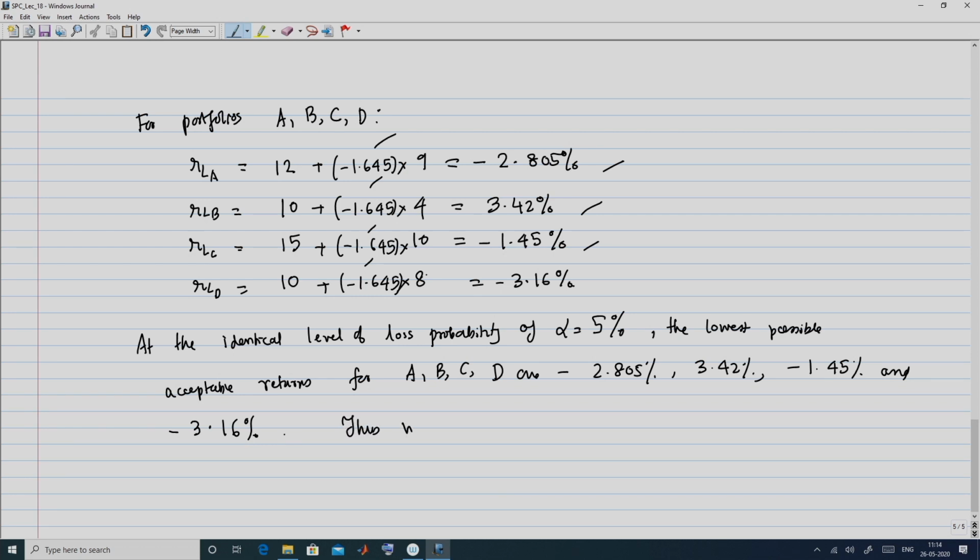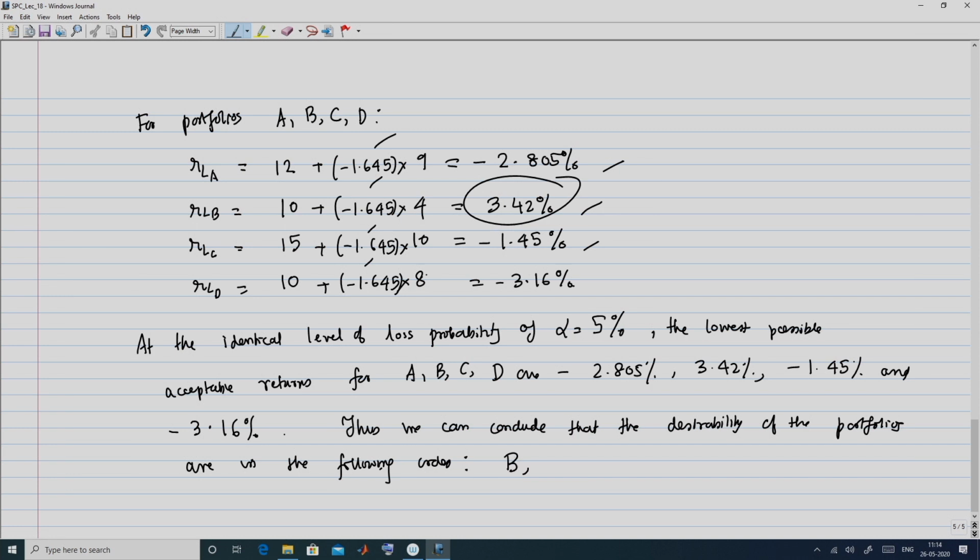Thus we can conclude that the desirability of the portfolios is in the following order. First, I will have B because this is the highest value, then next I will have C, which is minus 1.45%, then A, which is minus 2.805%, and finally D, which is minus 3.16%. So I am choosing starting with the highest RL, the insured level of return, and coming down all the way to the lowest value, which is minus 3.16%. Okay, now let us see how this turns out graphically.